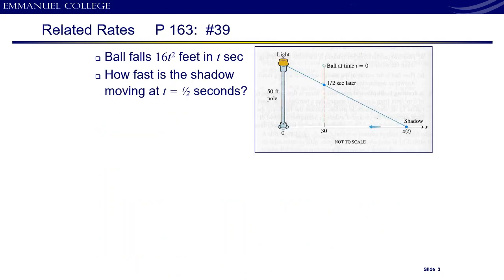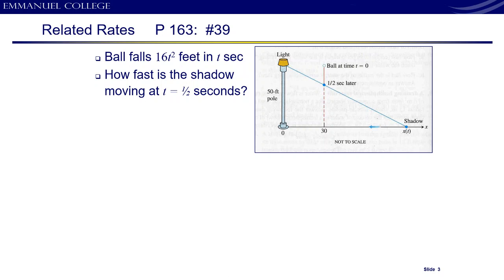So for our first example, again, we use Thomas Calculus. This is page 163, number 39. A ball falls 16 t squared feet in t seconds. Again, if you were to convert, gravity is roughly 32 feet per second, so that's kind of where this is coming from. How fast is the shadow moving at t equals 1/2 of a second? Key focus here: the ball falls 16 t squared feet in t seconds.